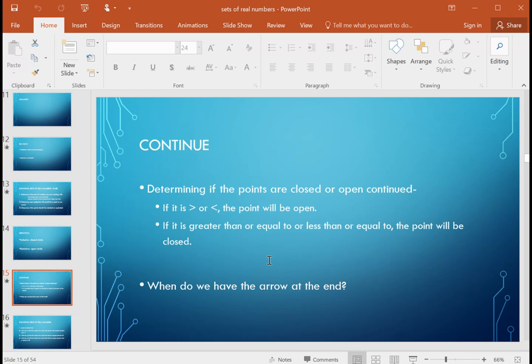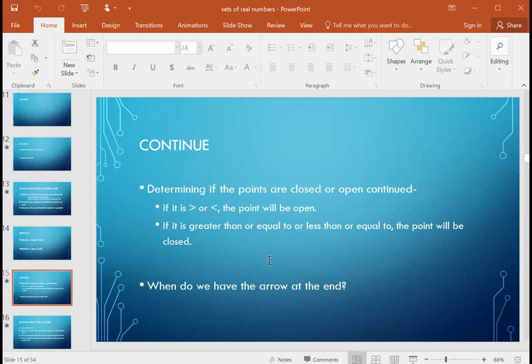Moving along, we're going to talk about greater than, less than, greater than or equal to, or less than or equal to. If it is greater than or less than, the point will be open. I like to say, if you have greater than 5 apples, that's not saying you have 5 apples only. That's saying you have more. So you can't circle it in or say it's just 5. That means you're going to have more, so you're going to leave it open to say that it's not 5.